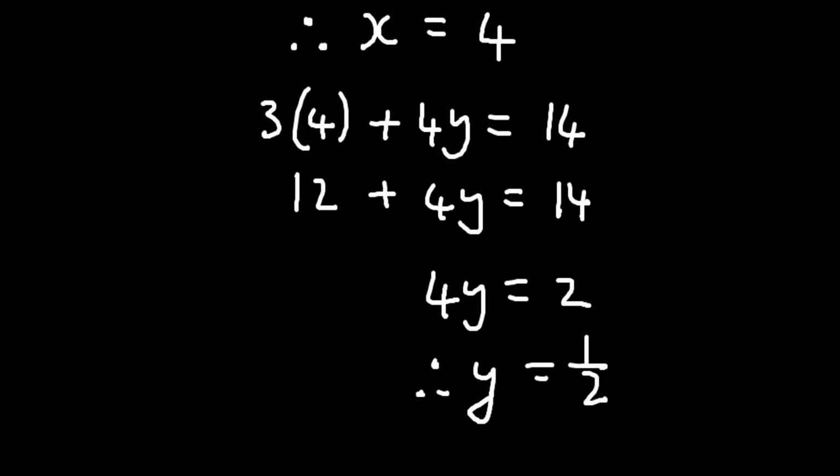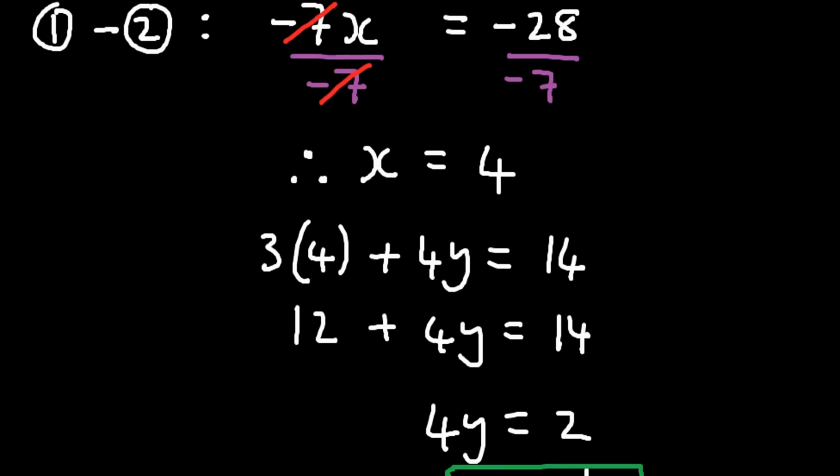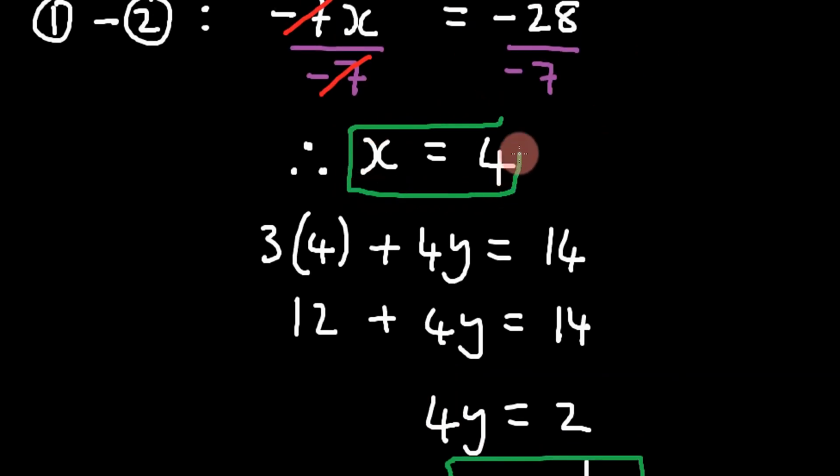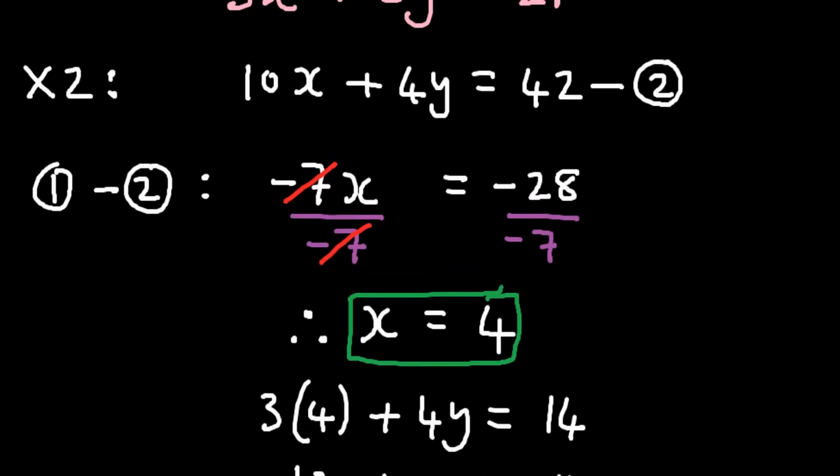We check our answers. We've got both x and y now. y is a half, and x, of course, is 4. We can substitute back into the equations.